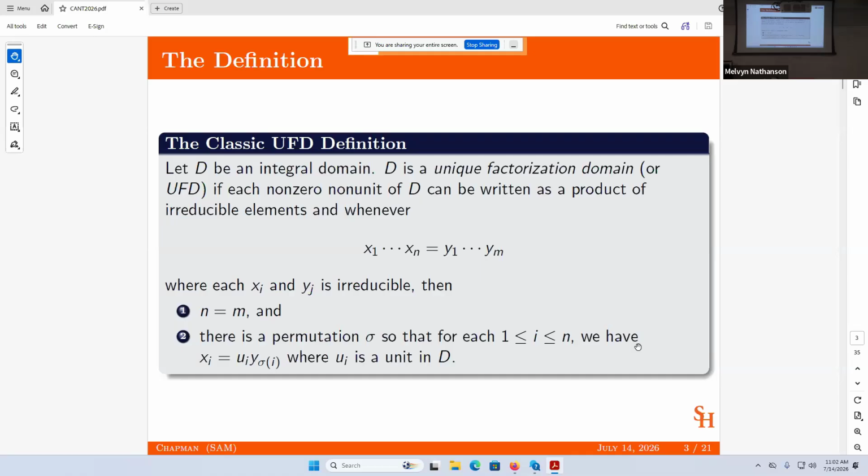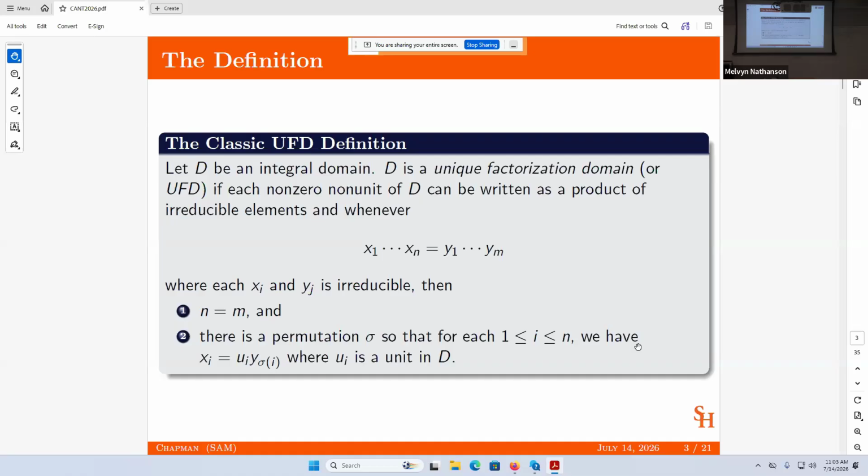What I would point out about this is 3 things. The first is in the second line, there's a requirement that every non-unit in D can be factored as a product of irreducibles. That's not true in all integral domains, but talking about ones where that doesn't happen is another talk. And obviously 1 and 2 here.